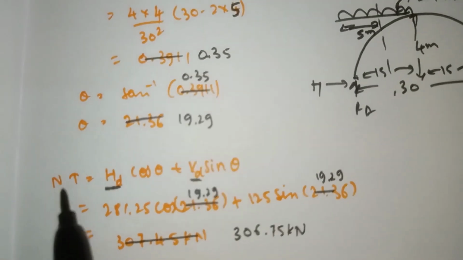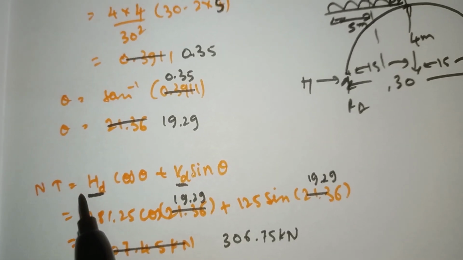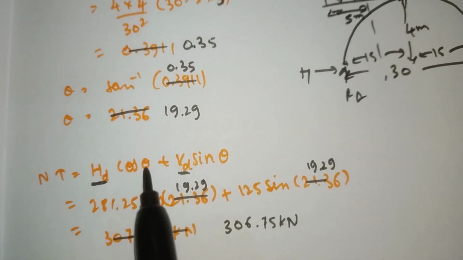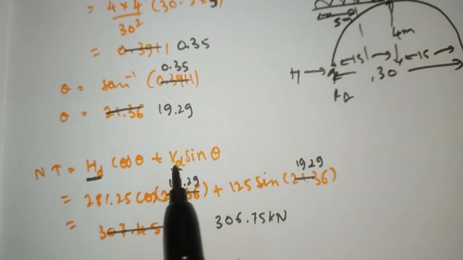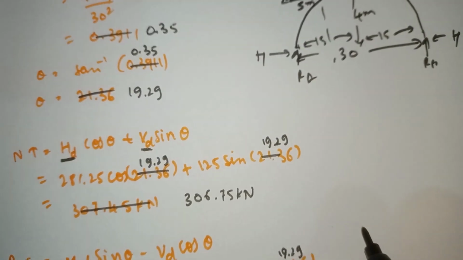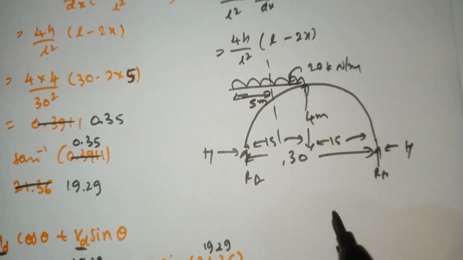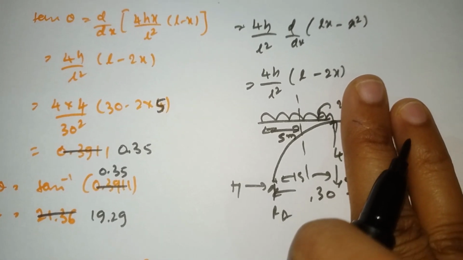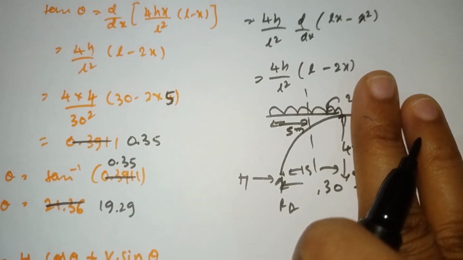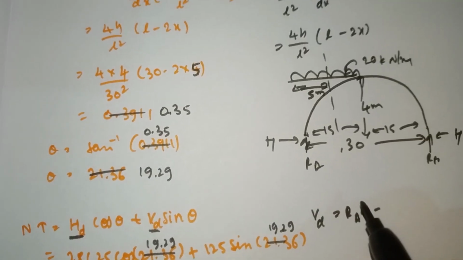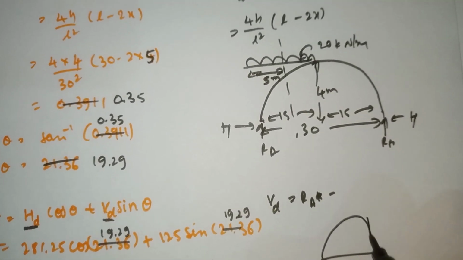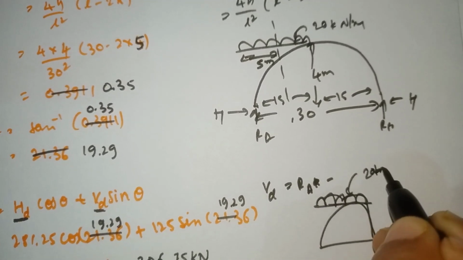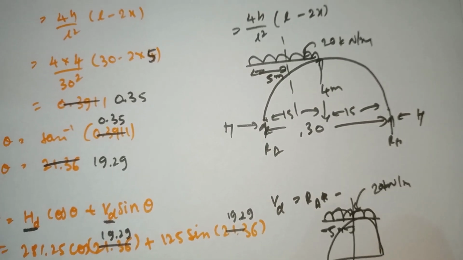So now substitute. Our normal thrust formula is HD cos theta plus VD sin theta. We have the value of HD and the theta value also we got. Now what we have to do is calculate the value of VD. So at the left support, we need to take only this portion and neglect the right portion. Here at the left portion the reaction is RA and the UDL is acting, 20 kilonewton per meter. We need to find out the 5 meter distance only.